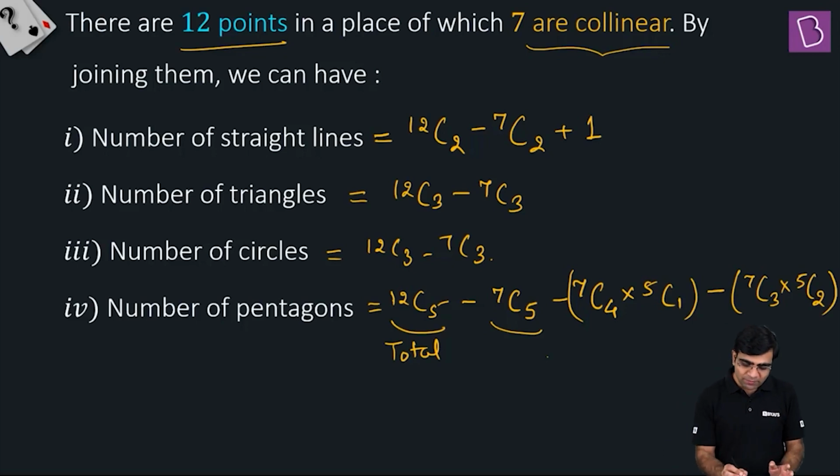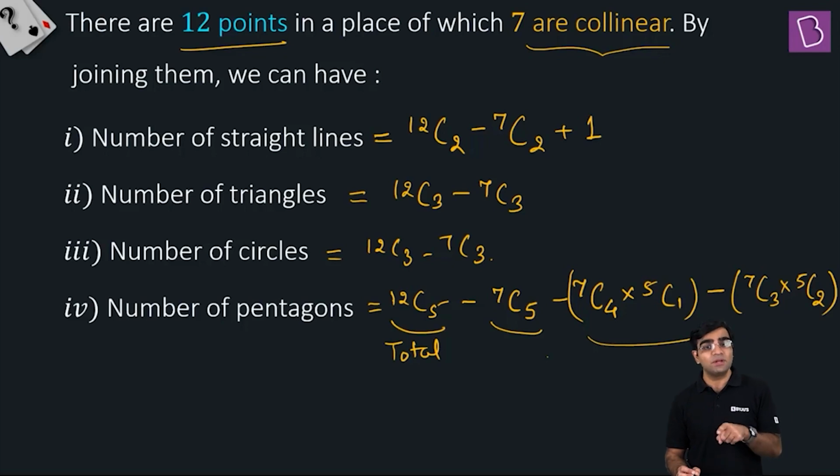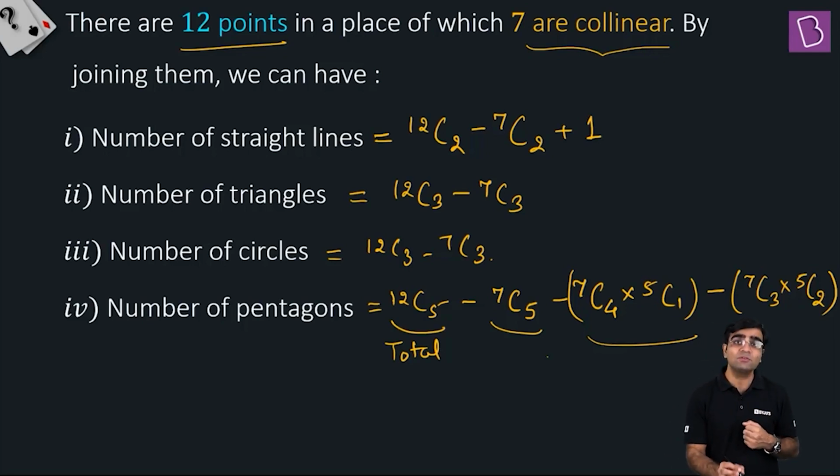Perfect. So from the total number of cases, I've subtracted 7C5, then I've subtracted 7C4 into 5C1, then I've subtracted 7C3 into 5C2. All right, because these will be the extra counting which we have done in 12C5. So from the total cases, I have to remove these cases where no such pentagon would have been formed. All right, understood? Perfect.